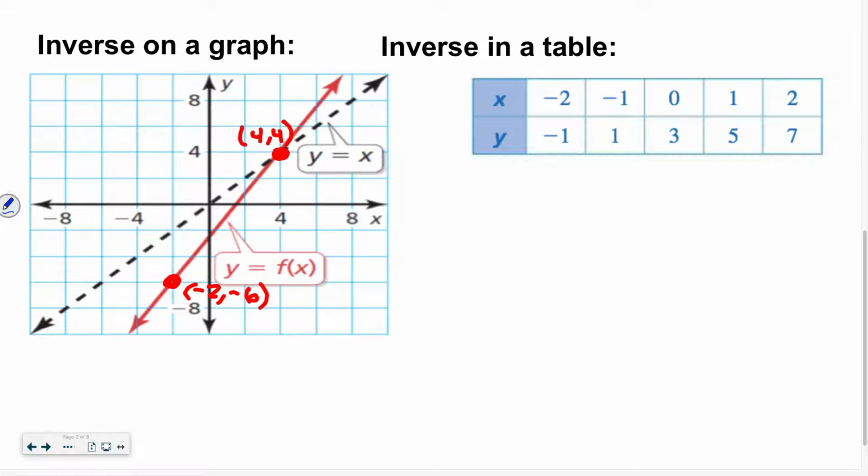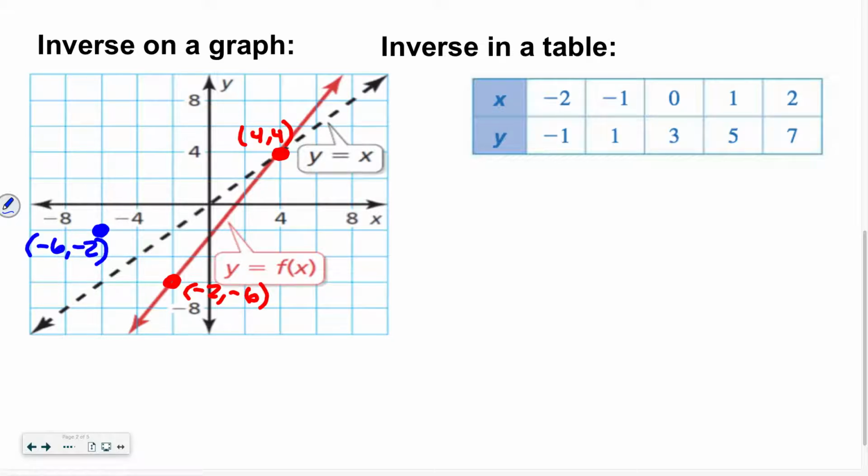So I'm going to go 6 to the left and 2 up. Oh, sorry. Not 6 to the left and 2 up, 6 to the left and 2 down, right? Okay, so I'll mark this point as -6, -2. So signs don't change. The only thing that changes is the position of x and y. I flip-flopped them.